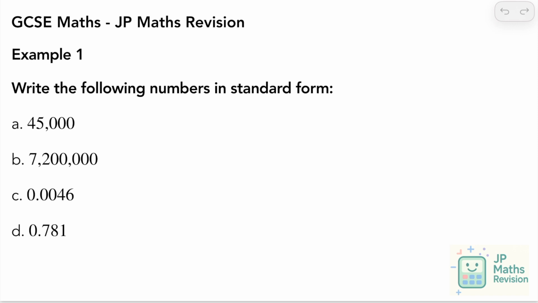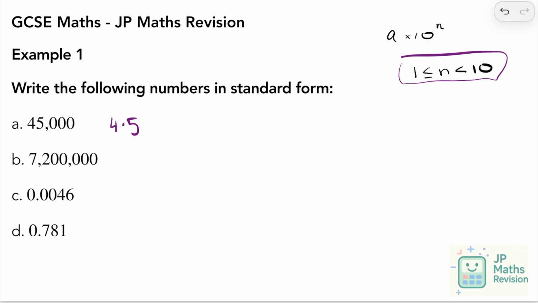So we need to put it in that a times 10 to the power of n form, where a is between 1 and 10. So for 45,000, what we do is we put the decimal place where we get a number between 1 and 10. So in this number, 45,000, we're going to put the decimal place between the 4 and the 5 to make 4.5. And then we say, how many times has the decimal place been moved in this question? So if the decimal place has gone here, and originally it was here, it's been moved 1, 2, 3, 4 times. So the answer is going to be 4.5 times 10 to the power of 4.